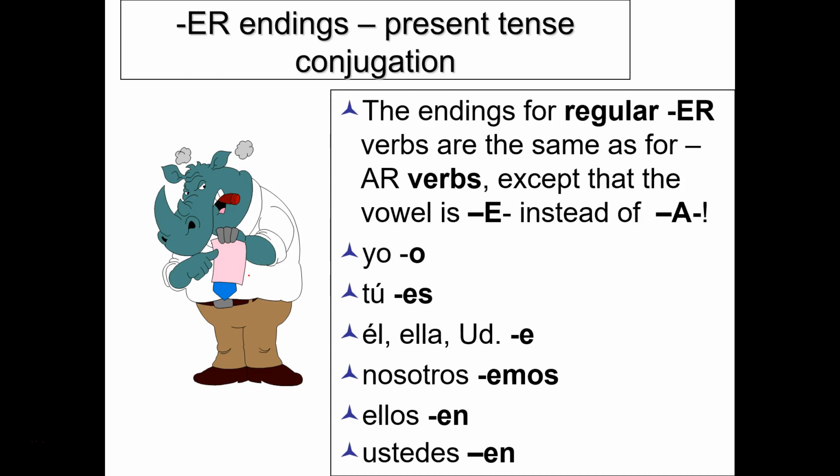ER endings in present tense conjugation. The endings for regular ER verbs are the same as for AR verbs, except that the vowel is E instead of A. So, instead of saying O, as, a, amos, an, you say here O, es, e, emos, en. You see the difference? It's slightly different. So, O, es, e, emos, en.